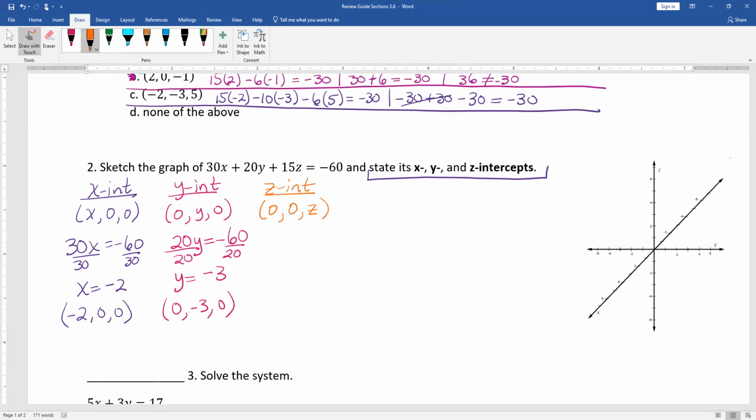Lastly, the z-intercept. So I'm going to use my z term. That's 15z equals negative 60. Divide both sides by 15, and z equals negative 4. So 0, 0, negative 4. Okay, all of these are negative.